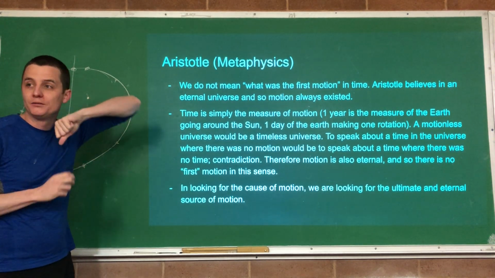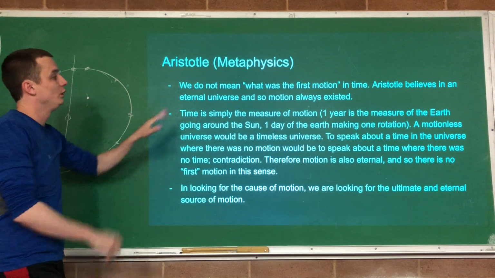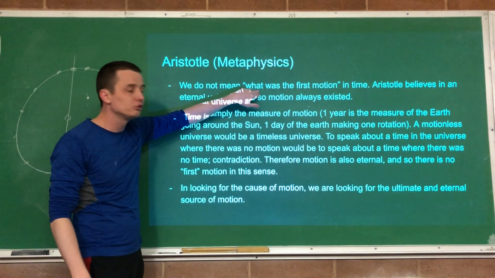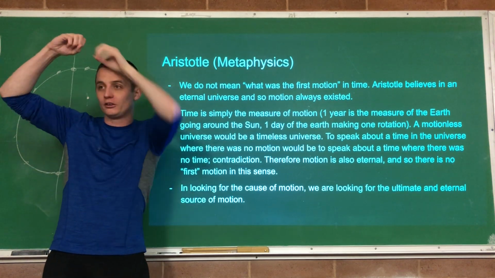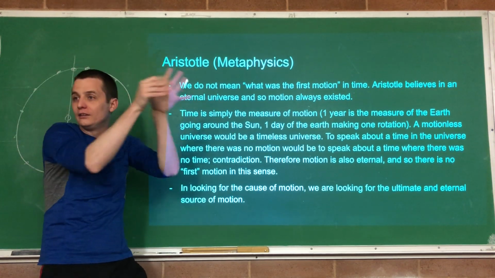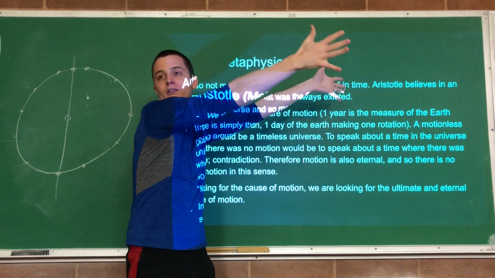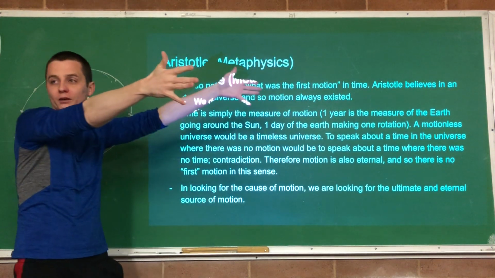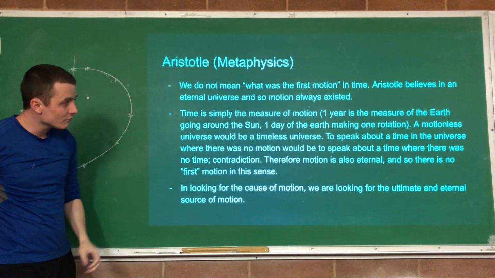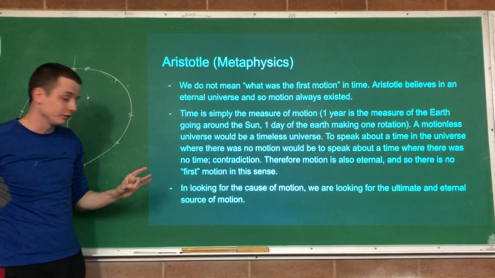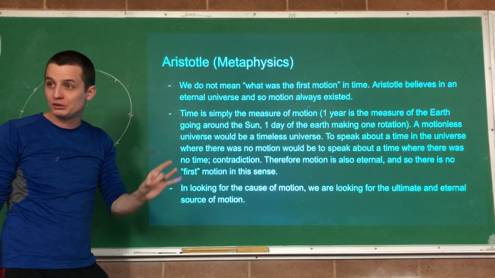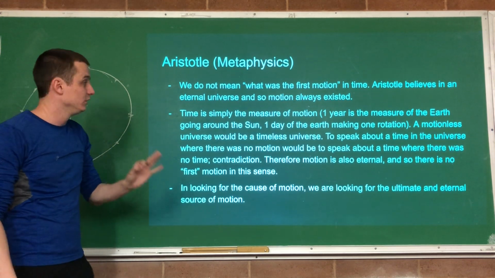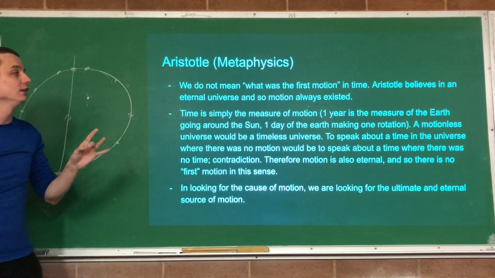Now, when we say what causes motion in the universe, we do not mean what was the first motion in time. You might think, well, go back to the beginning of the universe and there was this event which caused this event, and this event, this event, this event just triggers a web of events forever from there on out, right? Now, Aristotle's view of the universe is still that it is eternal. It always has been and always will be. The heavens are never changing.